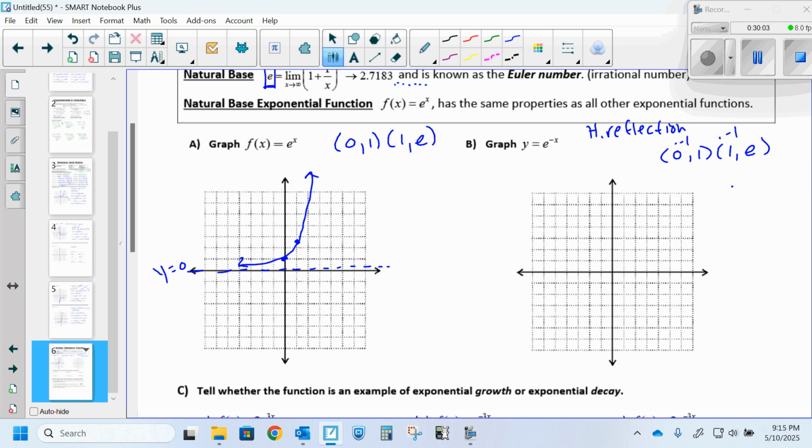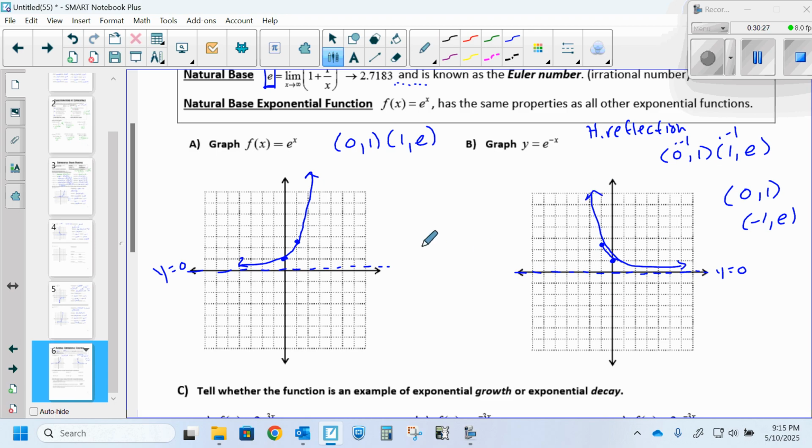And so our new points will be 0, 1, and negative 1 over e. Notice there's no vertical shift, so we have y equals 0 again, 0, 1, and negative 1, 2.72. This is an approximate graph, of course. Okay, looks something like that.